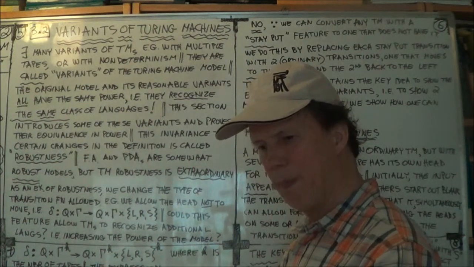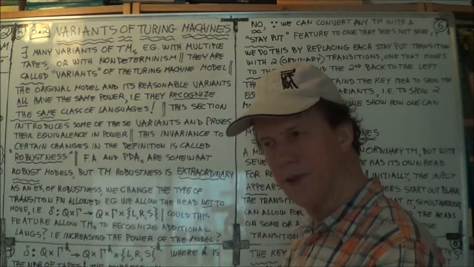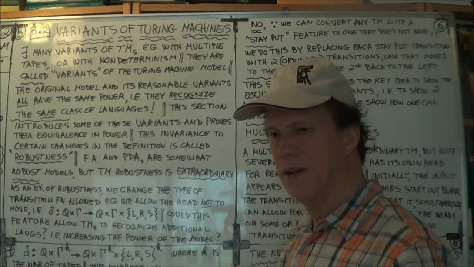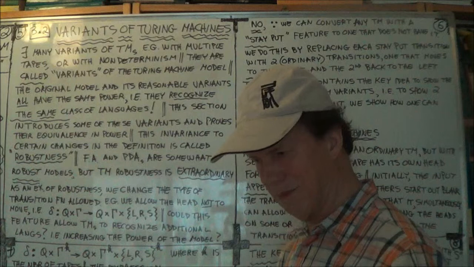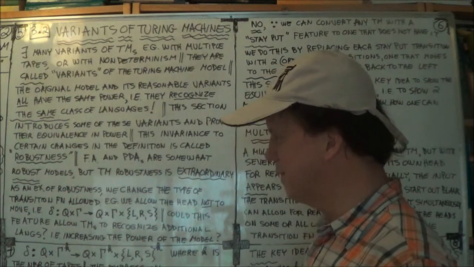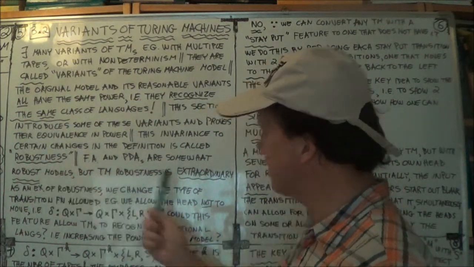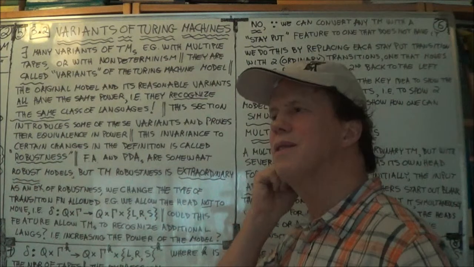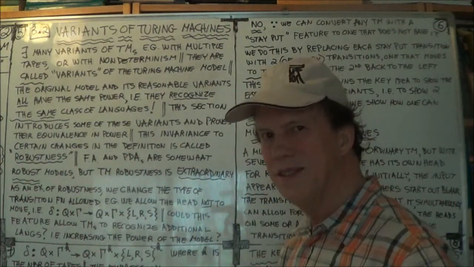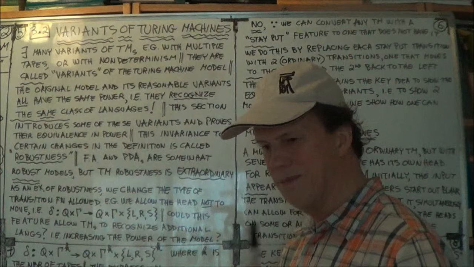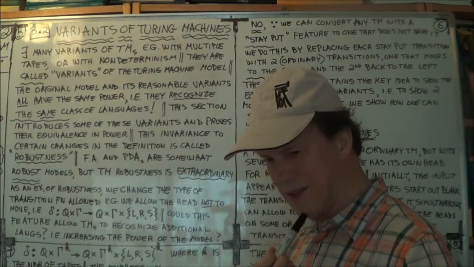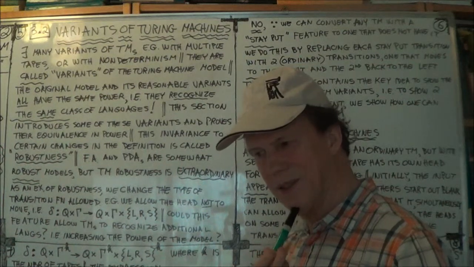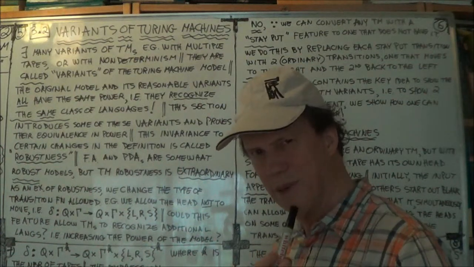Proving equivalence is one of the major components of computability theory and complexity theory and so on. So the level of robustness of the Turing machine is extraordinary, right? That's why the Turing machine concept has stuck around for so long. It's potent. It's very powerful.